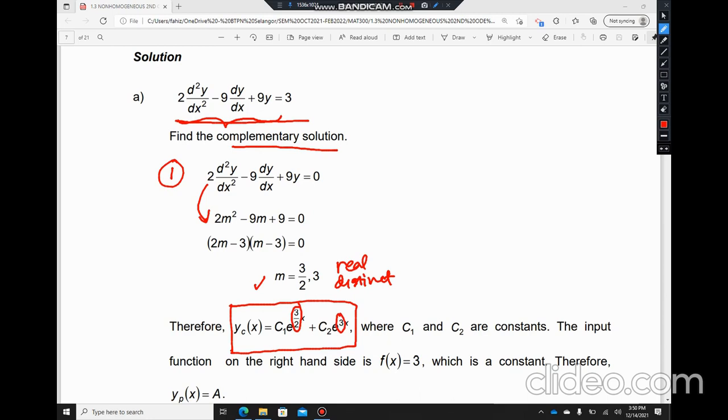The input function on the right hand side is f(x) = 3. Now kita akan consider pula pada bahagian kanan, right hand side. So kat sini kita tengok function f(x) = 3 which is a constant. Therefore yp(x) = A. Since dia adalah constant, kita ambil lah yp yang kita dah belajar sebelum ni. How to write your yp, how to state the yp based on function f(x). So since the function is constant, kita just put yp = A.